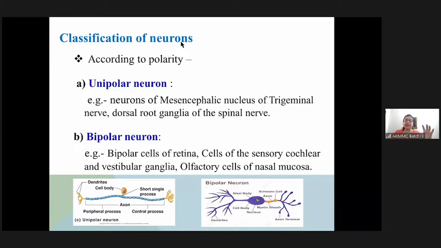Okay, and bipolar neurons we will find in structures or organs with special function, special sense. Like, what general senses do we have? What are the general senses we can feel? The eyes, the nose, the ear, vision. No, this is not general.